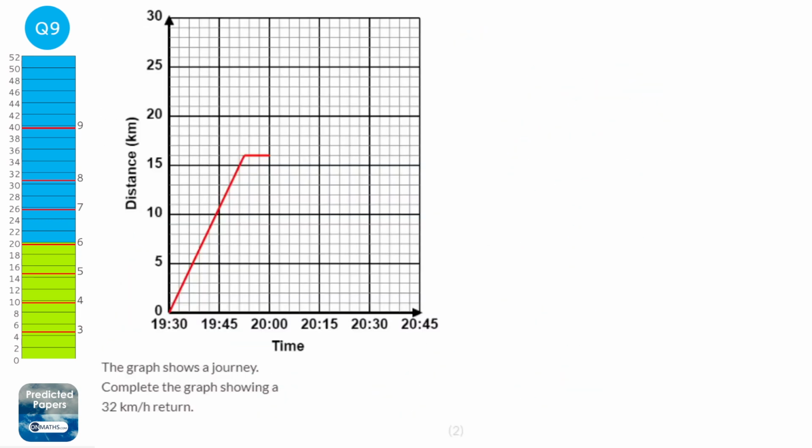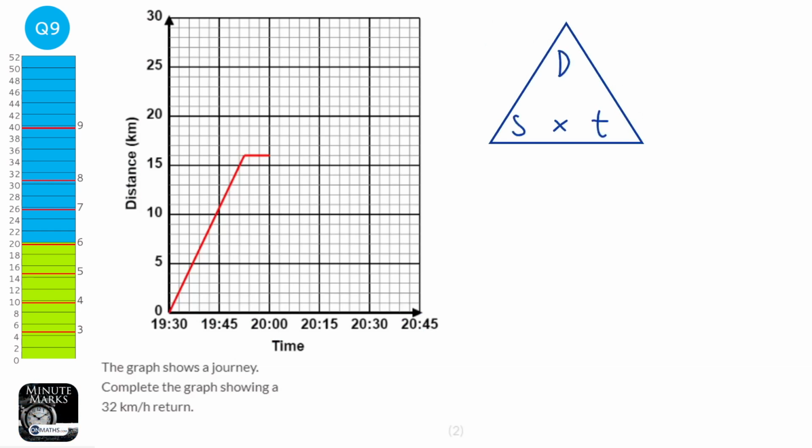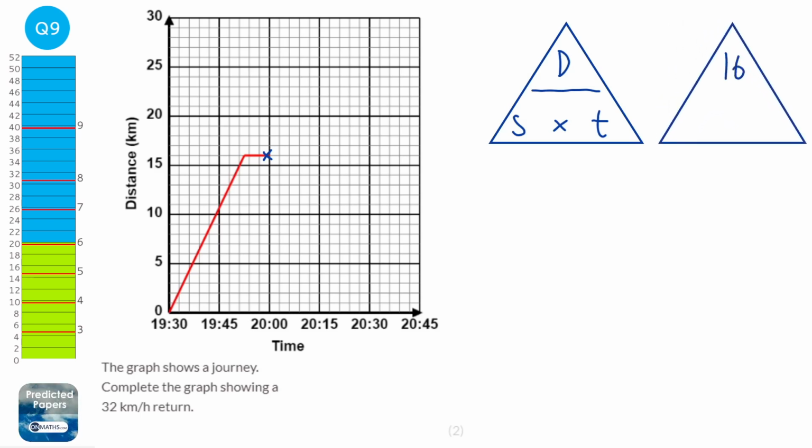It's important to remember our speed, distance, time triangle. So we've got speed equals distance over time. And here we are given a distance because from here we're 16 kilometers away from home. So the distance, let's just draw another triangle, the distance will be 16. And we're told that the speed is 32 kilometers per hour. So the speed is 32.